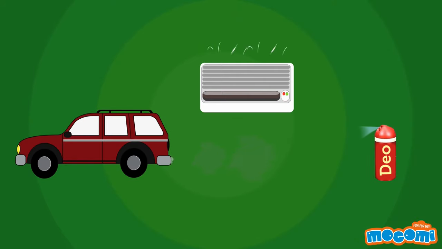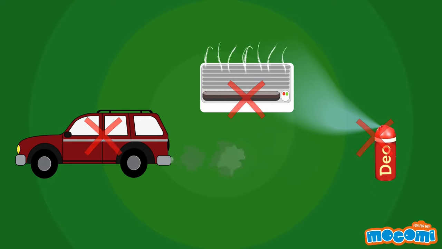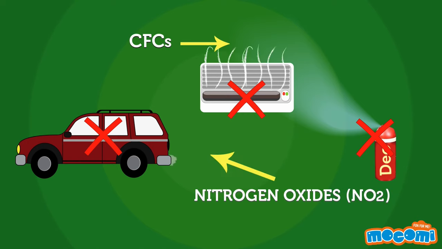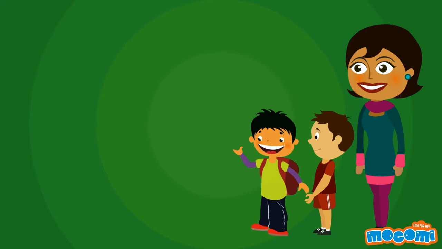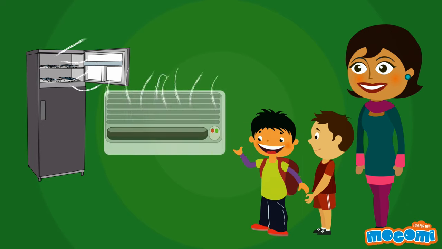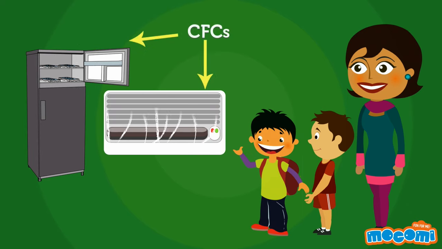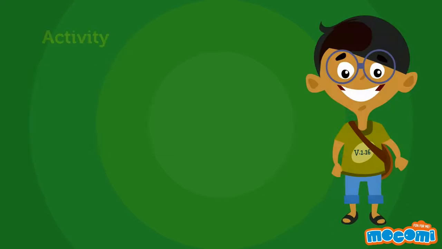Can we stop the depletion of ozone layer? Yes, we can! All we have to do is to reduce the production of those chemicals that cause the destruction of ozone, like CFCs and nitrogen oxides. So, encourage your parents, relatives, and friends to make sure their refrigerators and air conditioners do not have CFCs.